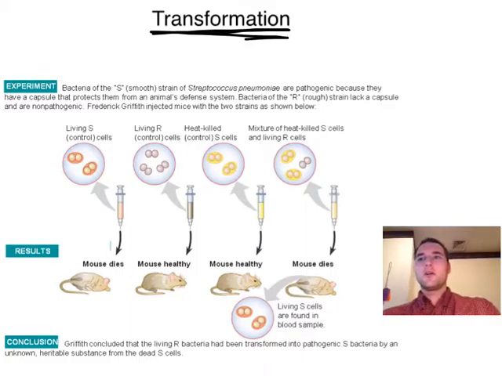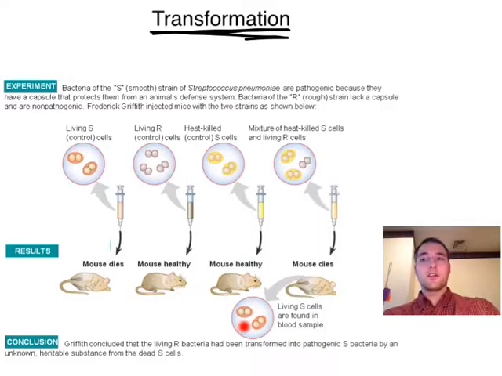So this is the crazy one. If you take the rough ones that don't kill you, and the heat-killed bacteria that don't kill the mice, if I combine them, inject both of them into the mouse, all of a sudden the mouse dies, and when we do samples from the mouse, we find living, smooth bacteria in here.